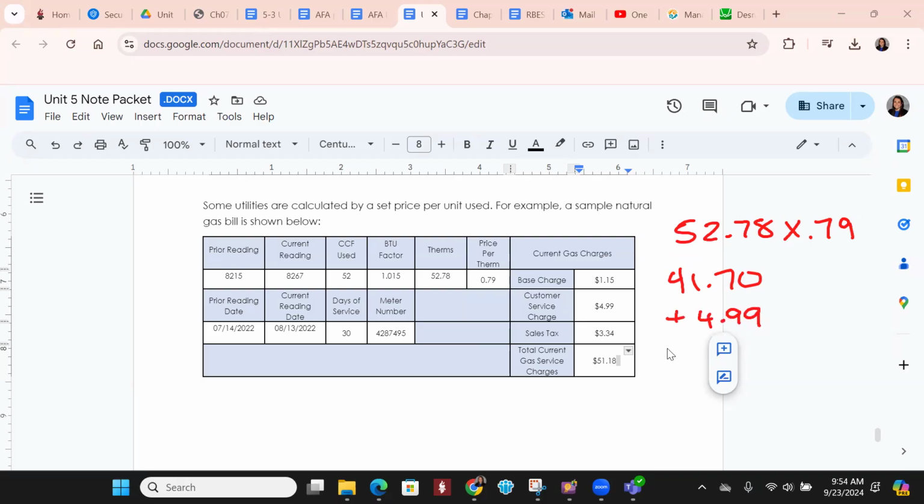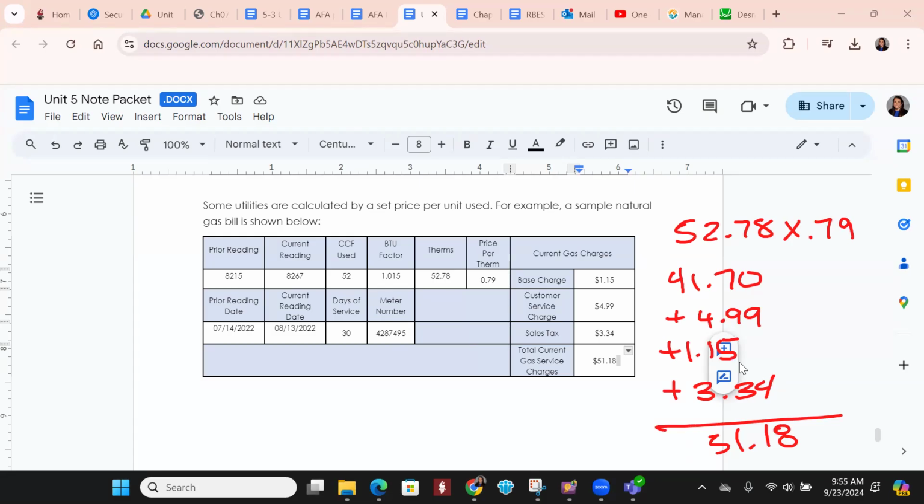All right. Once you find that, then you're going to add the $4.99. You're going to add the $1.15. You're going to add the $3.34. So that's going to give us 51.18.